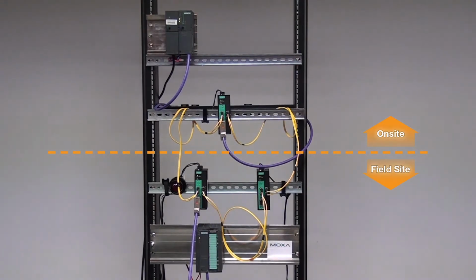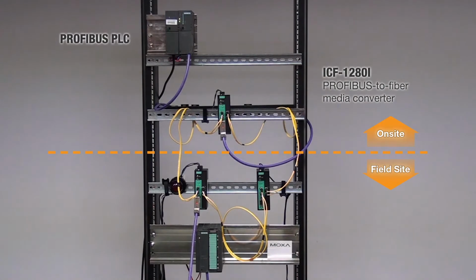We are monitoring a PROFIBUS device on a PLC through fiber converters. On the top rail, there is a PROFIBUS PLC performing device monitoring. It is connected to an ICF1280i converter on the second rail, which forms a redundant fiber ring with two field site ICF1280i converters on the third rail, one of which is connected to PROFIBUS equipment.